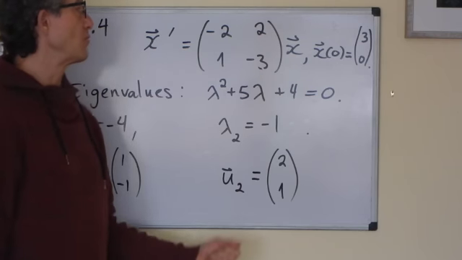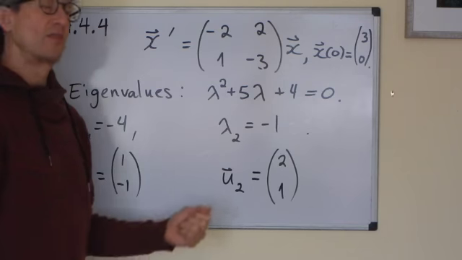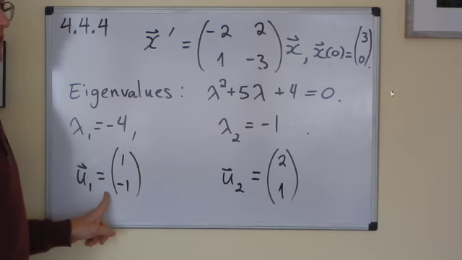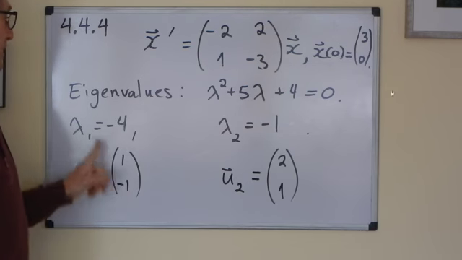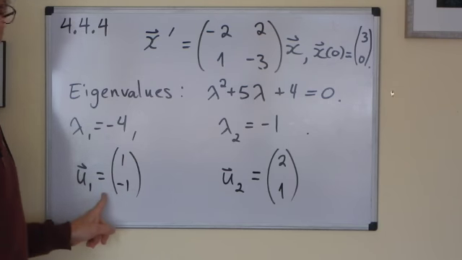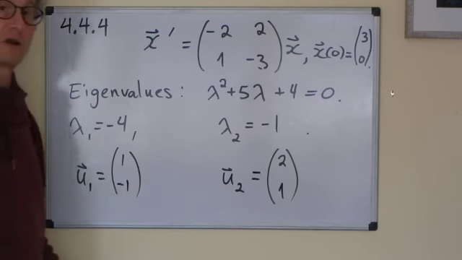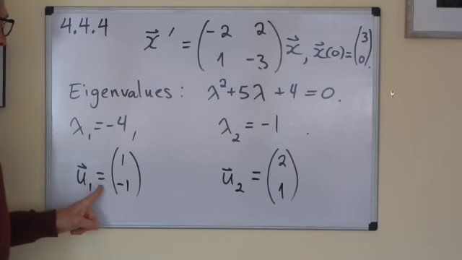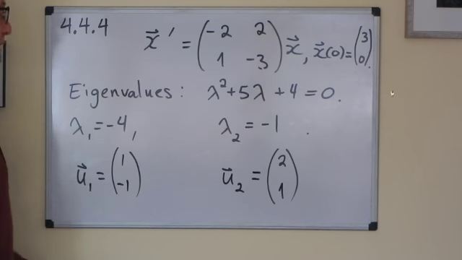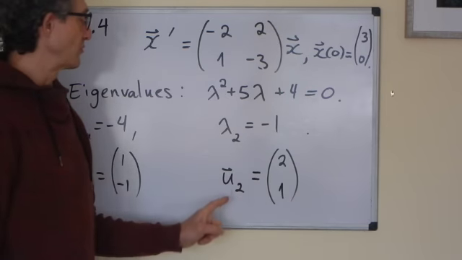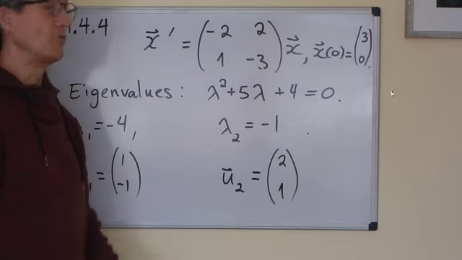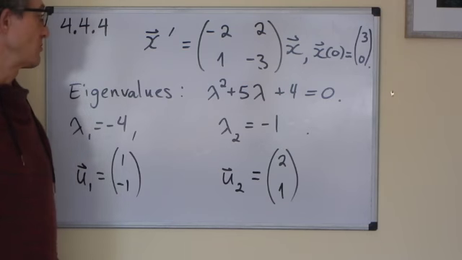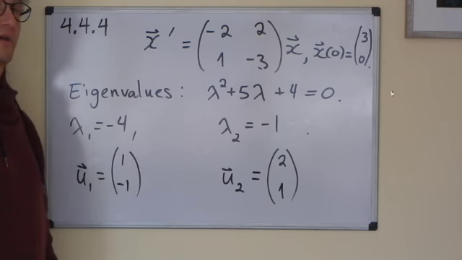Those factors will be multiplying vectors, and those vectors are the eigenvectors corresponding to those particular eigenvalues. So for lambda 1, we find that u1 is 1, minus 1, and for lambda 2 equal to minus 1, we find that u2 is 2, 1. It's good once you do the calculation to actually check. So let's do that.